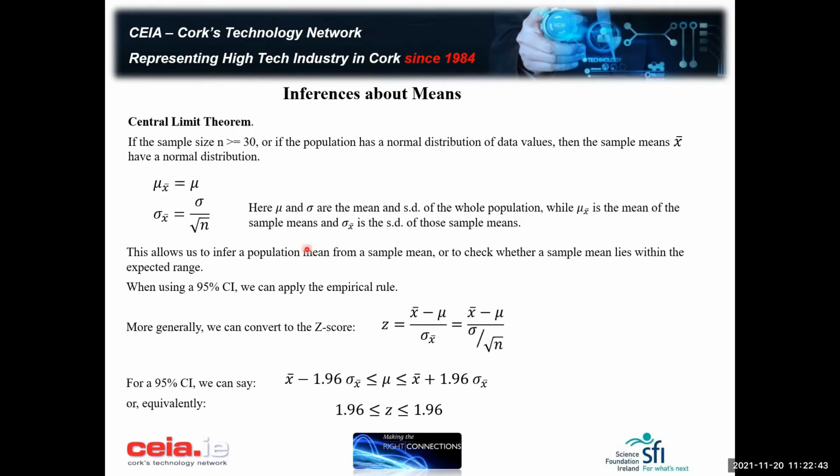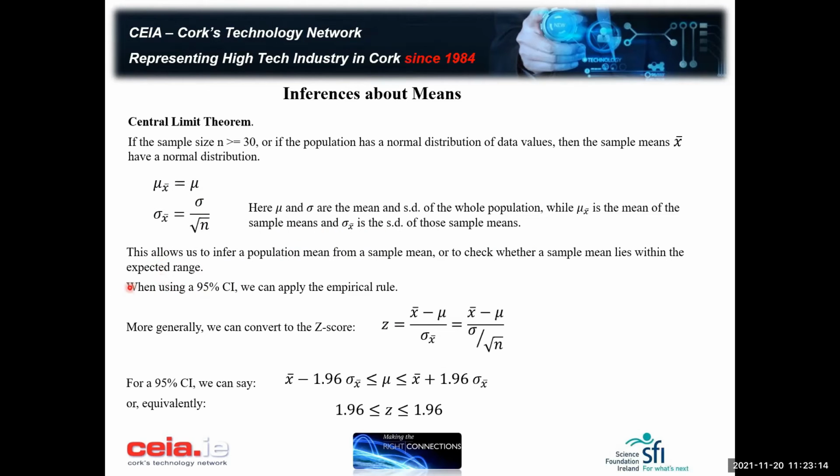Right. So here, mu and sigma are the mean and standard deviation of the whole population, whereas mu x bar and sigma x bar are the mean and standard deviation of the sample means. We need to illustrate that with some examples.